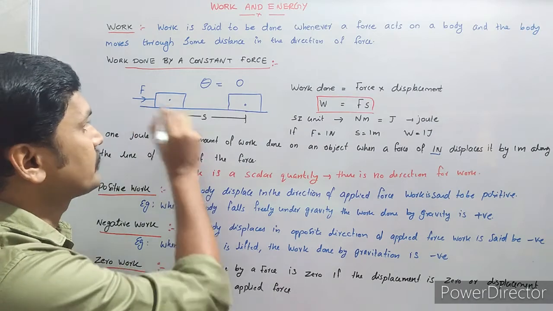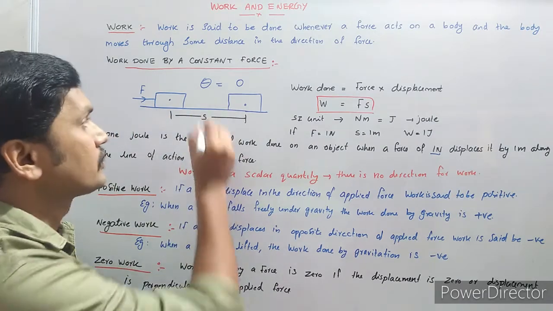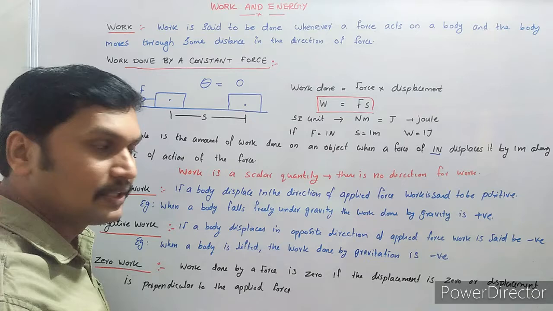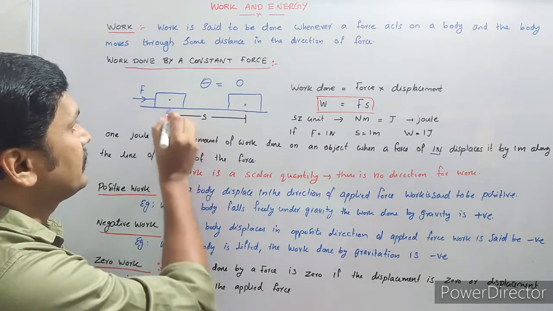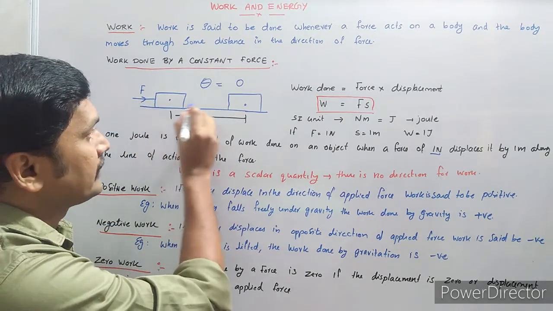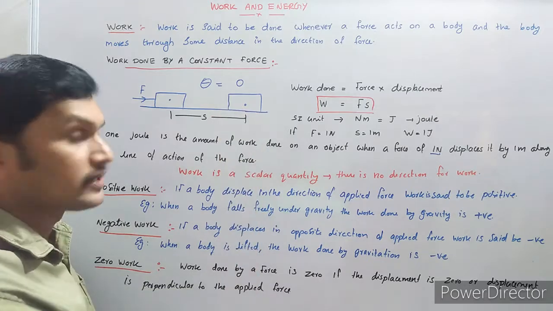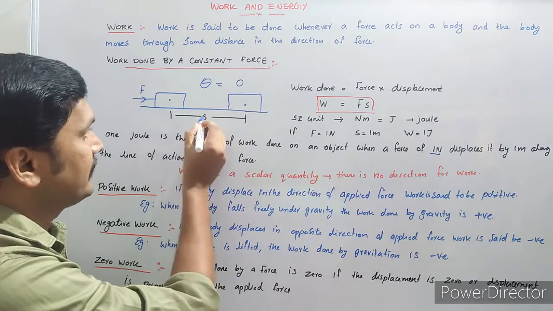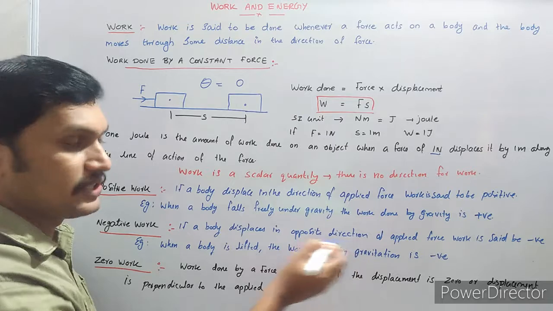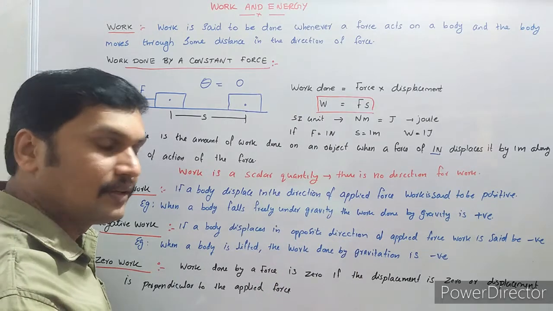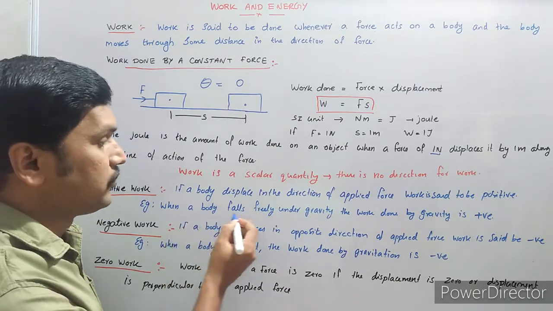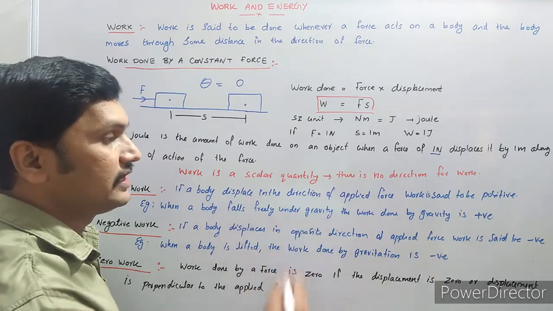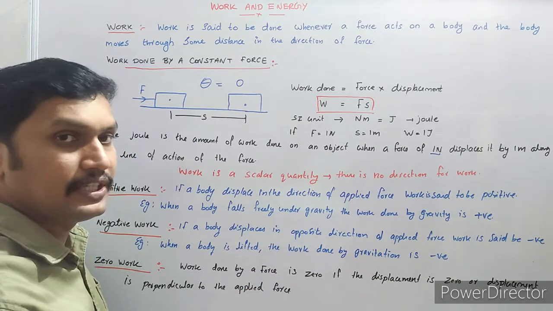The angle between the force and displacement is equal to 0. So work is positive. Example, in this situation, if you are applying the force, the body displaces in the direction of applied force. So the angle between the force and displacement is equal to 0. The work is positive. Another example, when a body falls freely under gravity, the work done by gravity is positive.